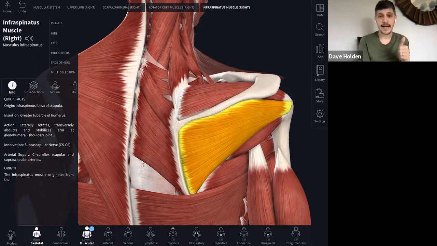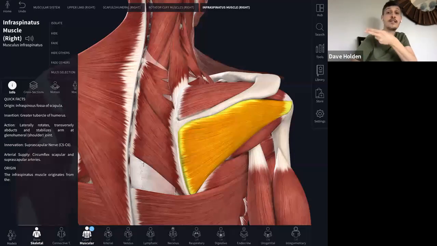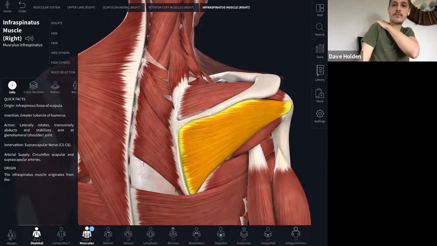So its primary action, if you look at where this muscle is sitting, when it pulls on the humerus, it is not going to pull it into abduction. It's going to pull it into more of a rotation. That is, since it's pulling from the backside, it will be a lateral rotation. It will pull into lateral rotation.